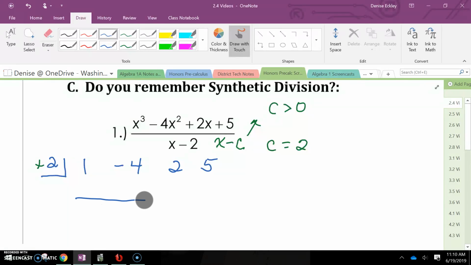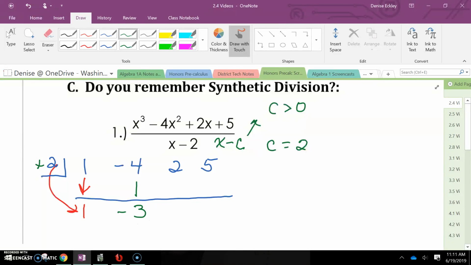Now what I do is I draw a line, and I want to leave some space, so I'm going to write some numbers between my coefficients and the line. So the first coefficient is kept, so I'm just going to bring that to the bottom. Then what you do is you multiply the number in the box, the c, times the number that is below the line. So we're going to do 2 times 1, and we get 1. And then we combine the numbers exactly the way we see them. So we're going to do -4 plus 1. So that's going to give us a -3.